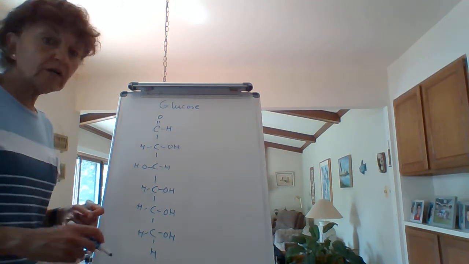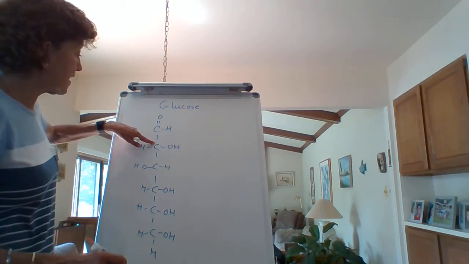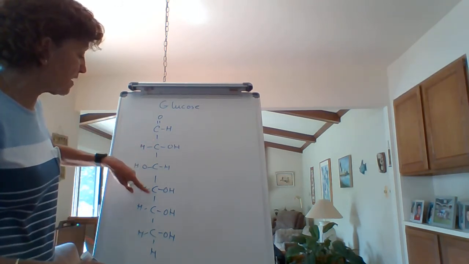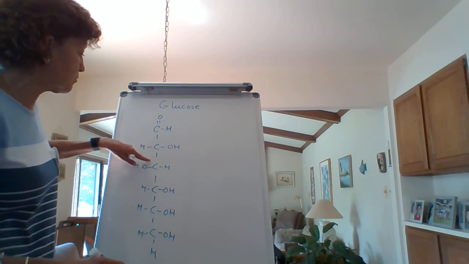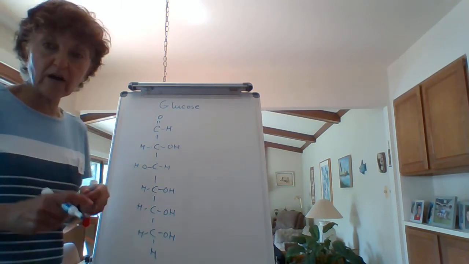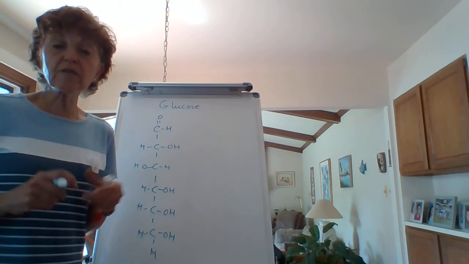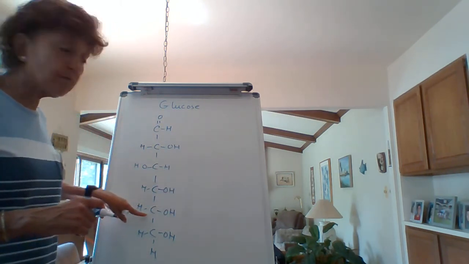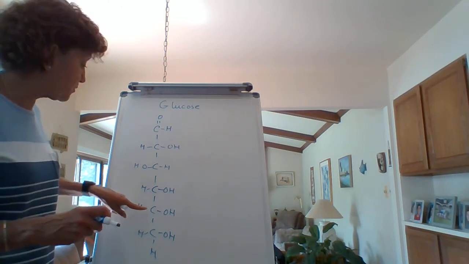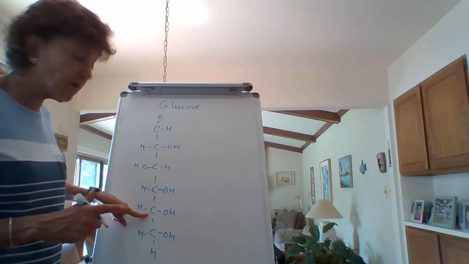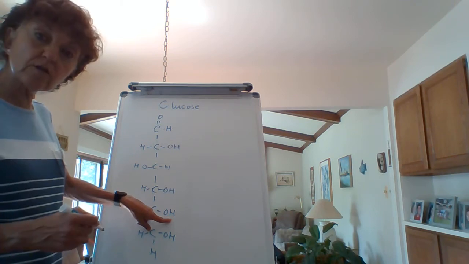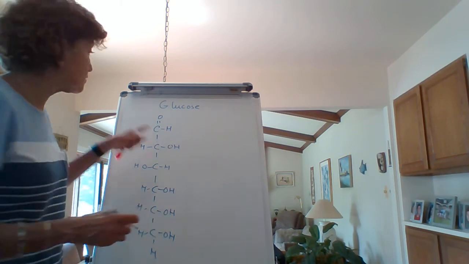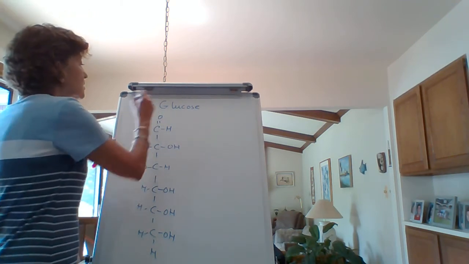If you take a look at this, you will see that this is chiral, this is chiral, this is chiral, this is chiral. So carbons 2, 3, 4, and 5 are chiral. What will determine if this is D or L glucose? The highest numbered chiral carbon. So it would be carbon number 5. You notice it's pointing to the right. Right is D, so this is D glucose.